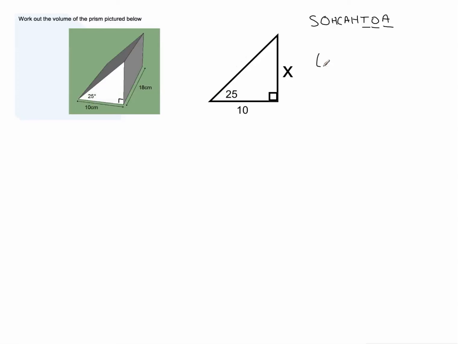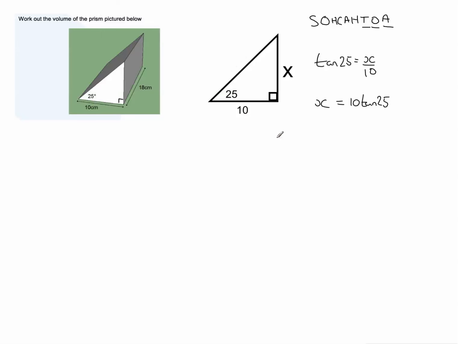So I can say here that tan of 25 equals x over 10, opposite over adjacent, and from that I can say that x must equal 10 lots of tan 25. Now I'm going to keep it like that rather than calculate it, because I haven't actually been asked for that value. I just need to use that value in order to work out the area of the triangle.